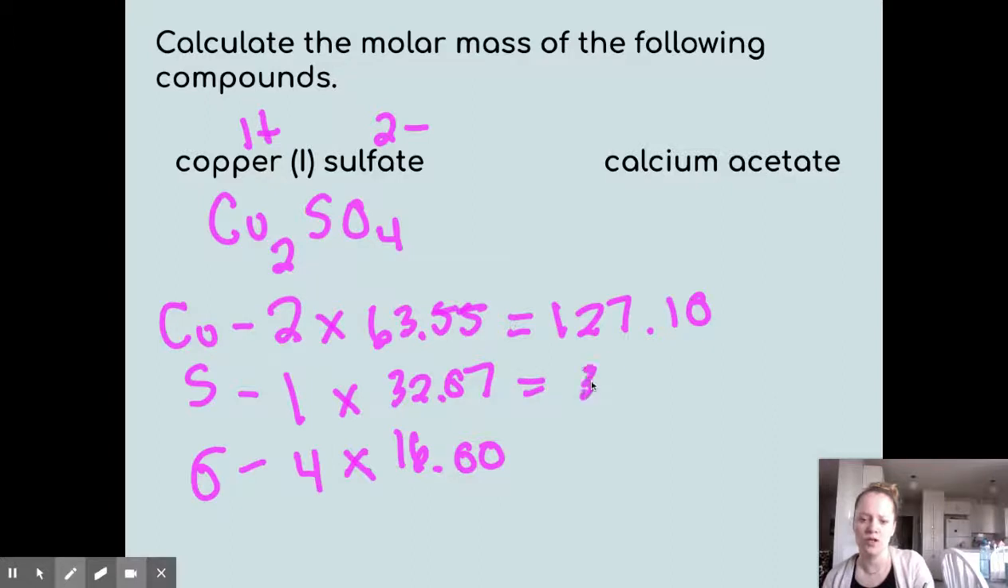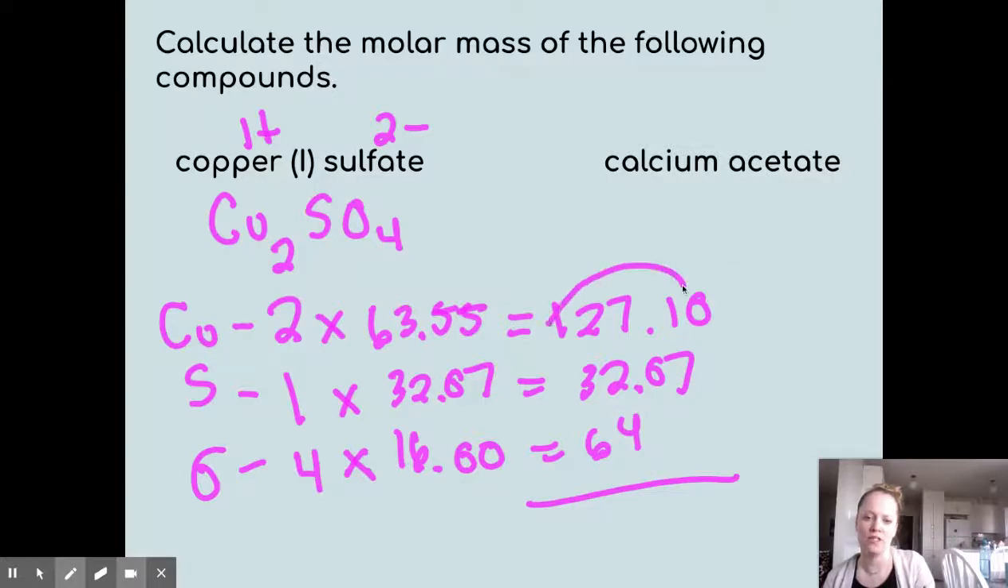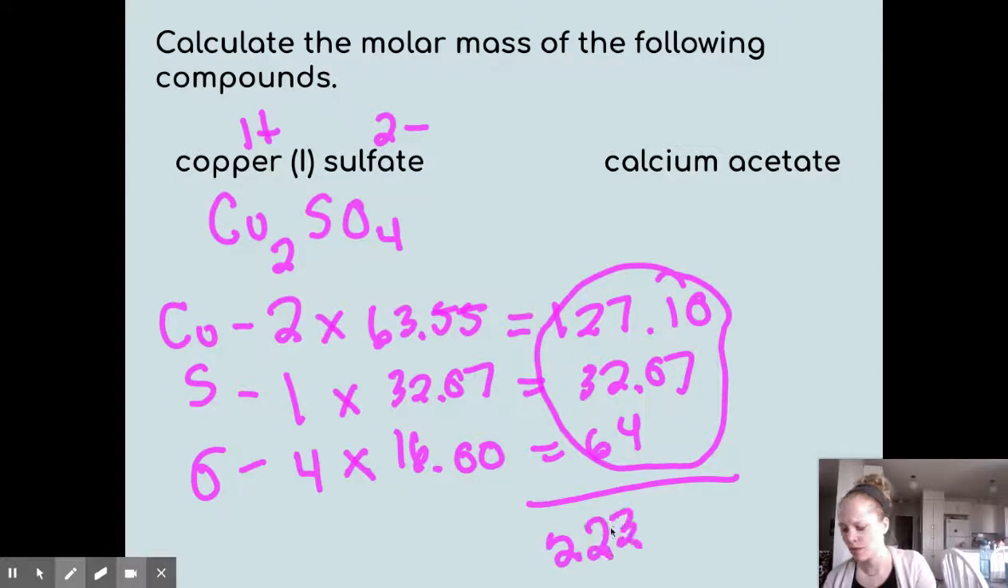No multiplying for that one. And this should be 64. So add all of these guys up right there. Whew. And we should get 223.17 grams per mole. Yeah?